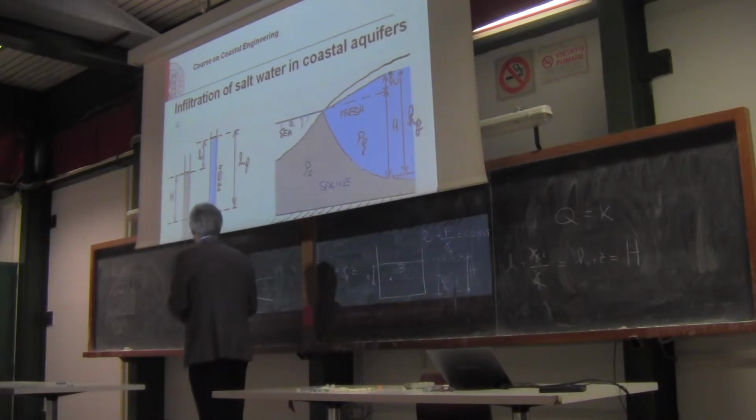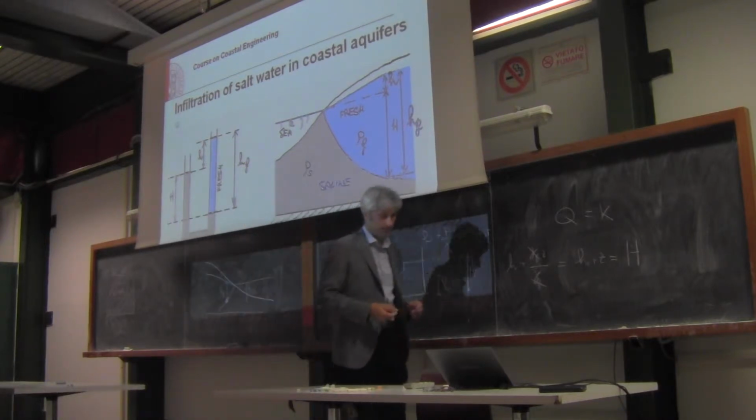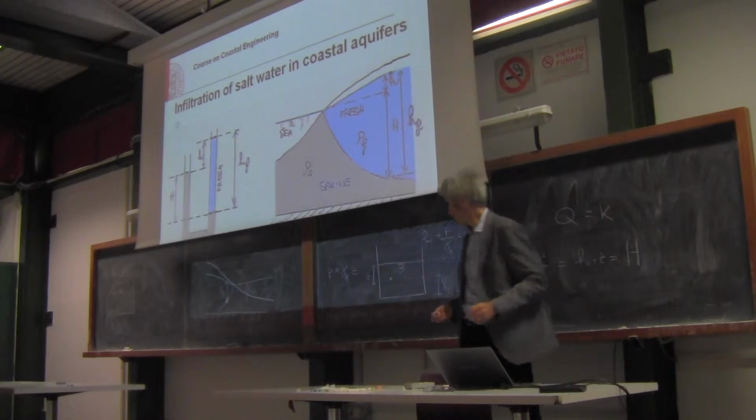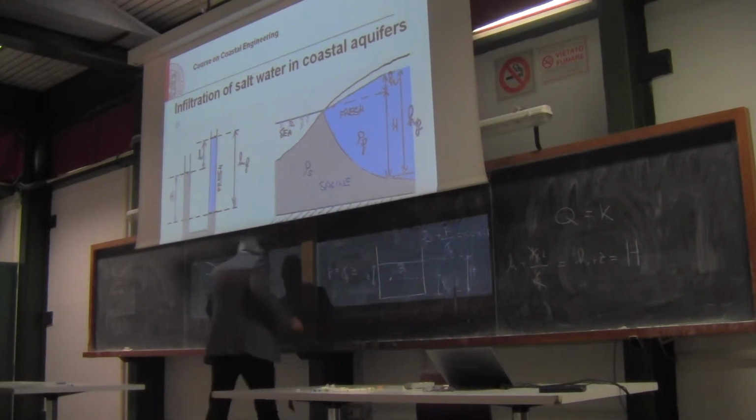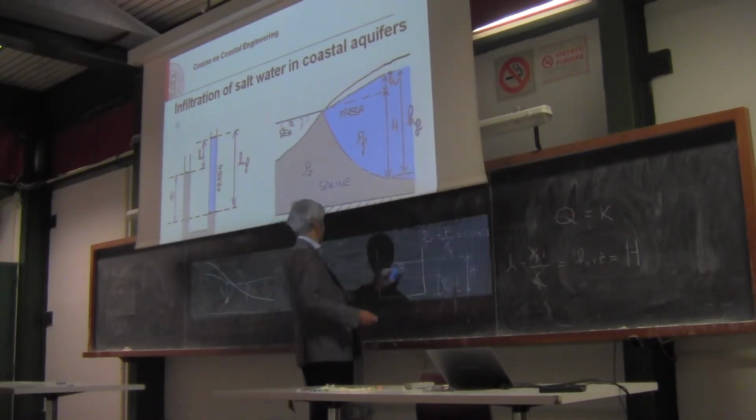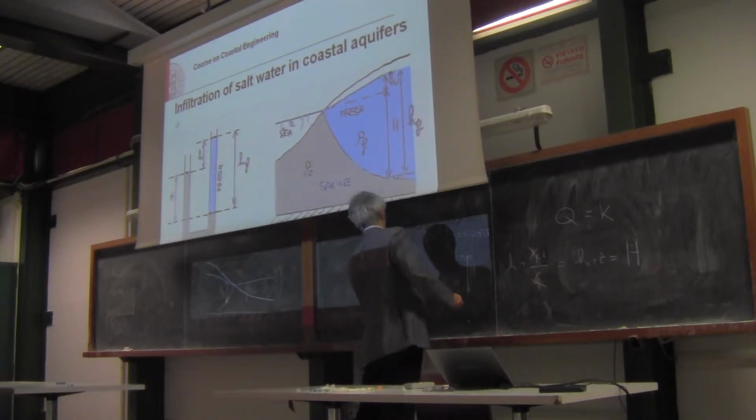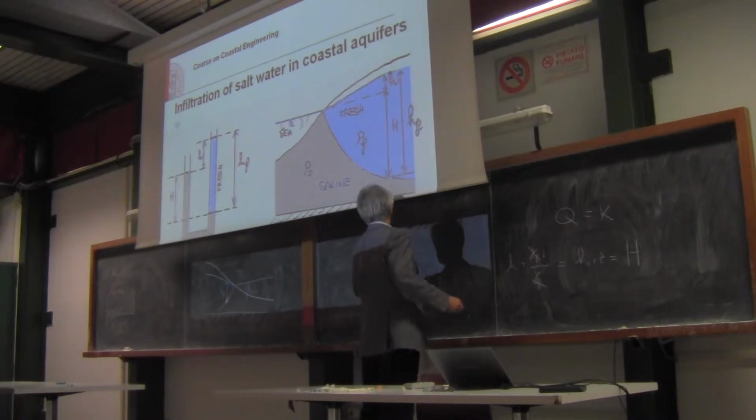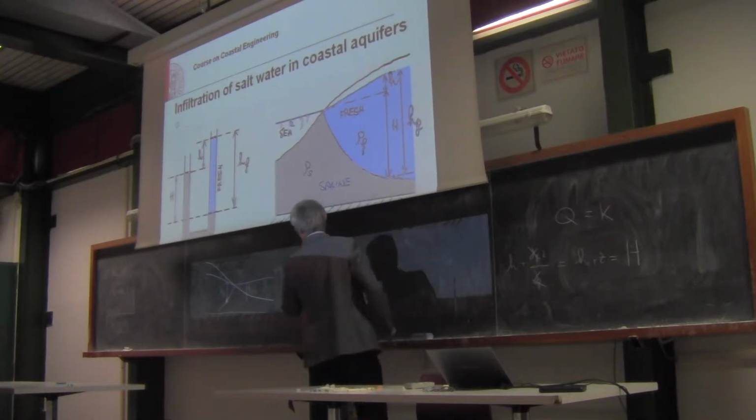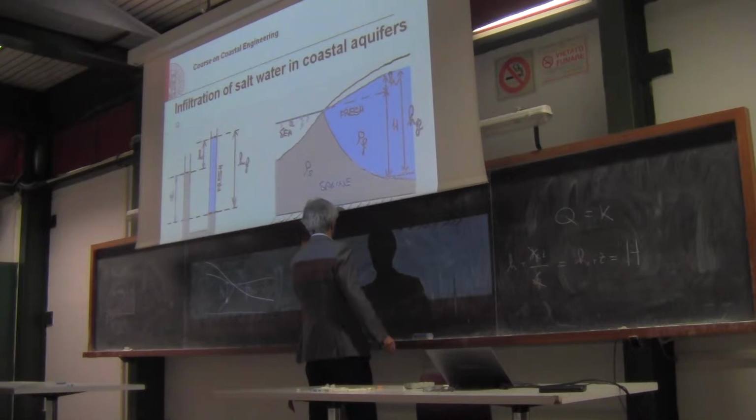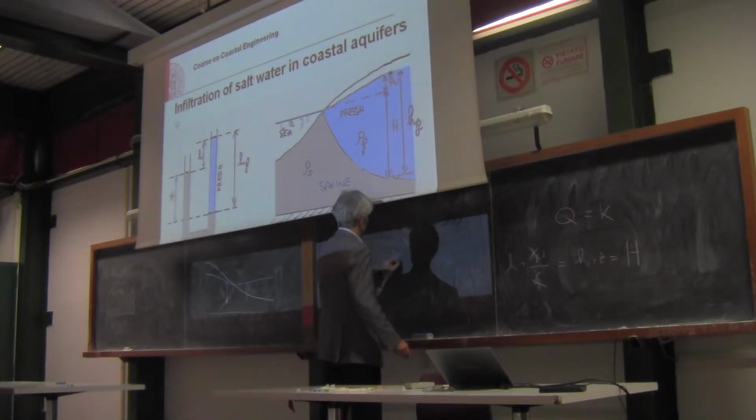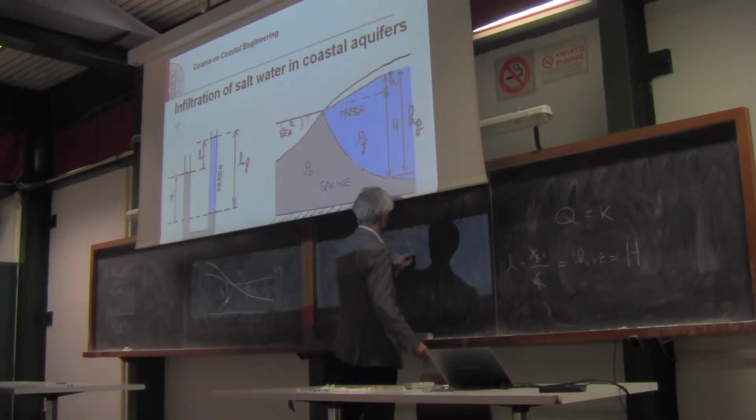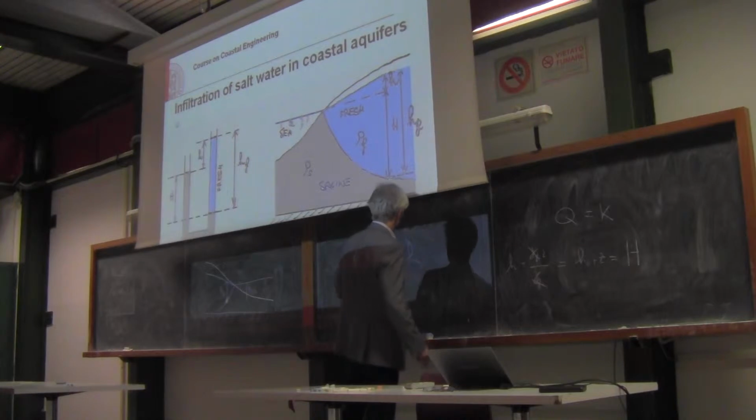Okay, now let's write this equilibrium condition. If I write the equilibrium condition, I simply write gamma F times HF is equal to gamma S times HS.